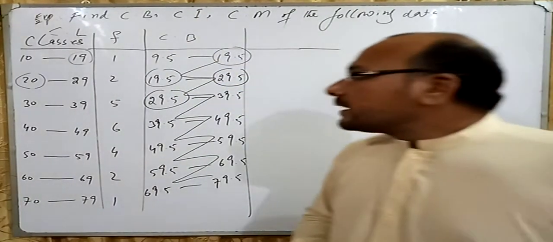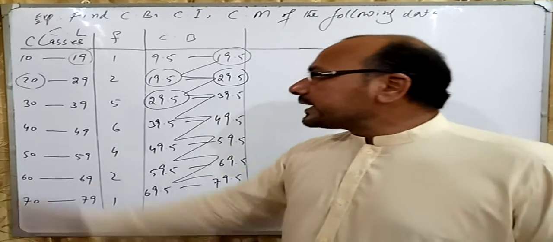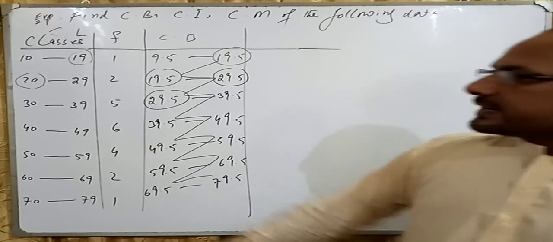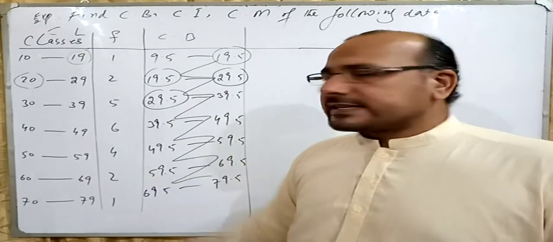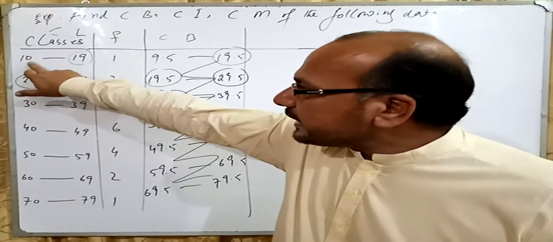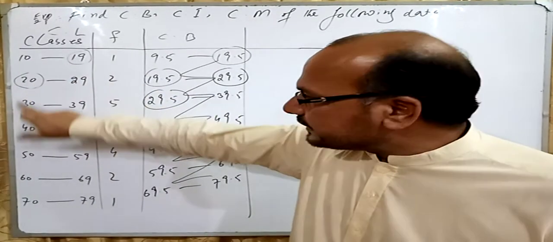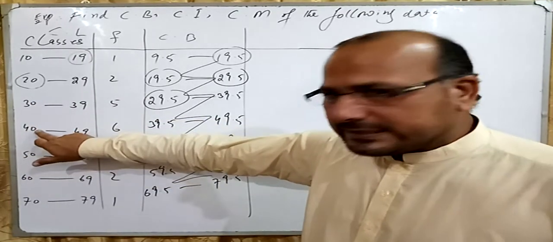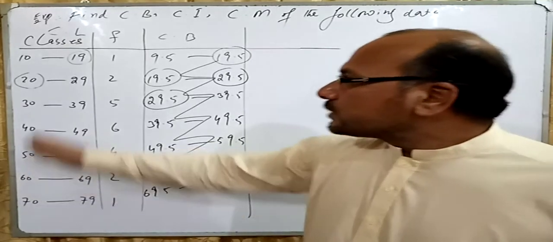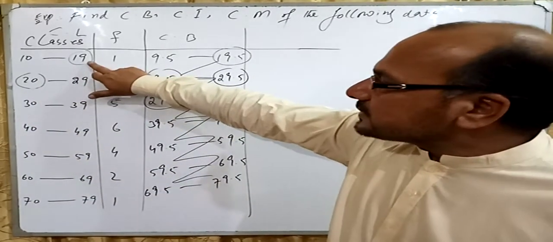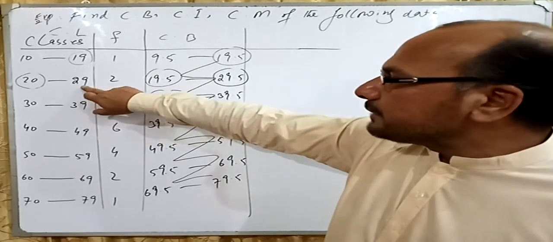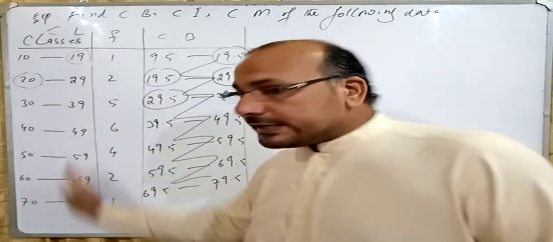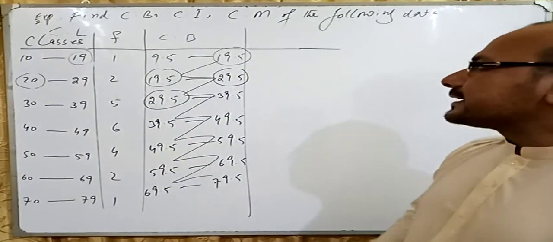Class interval, if the classes are in discontinuous form, so you can only find out the class interval by taking the difference between any two consecutive lower class limits or any two consecutive upper class limits, like this: 20 minus 10, 10, 30 minus 20, 20 wait 10, 40 minus 30, 10, 50 minus 40, 10, 60 minus 50, 10. So here if you see 29 minus 19, so it will become 10, 39 minus 29, it will become 10, 49 minus 39, so it will become 10. Only vertically you can do subtraction to find out the class interval.